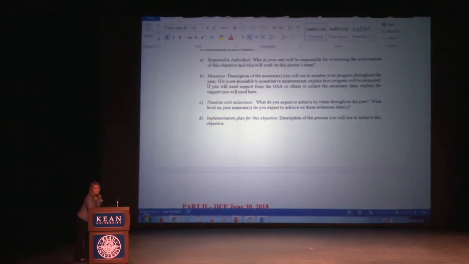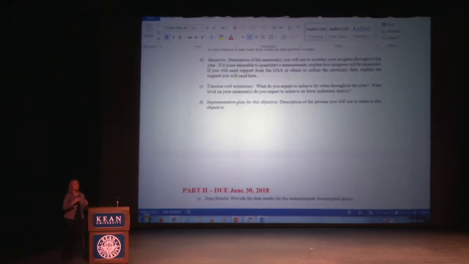And then the implementation plan. Do you think that you already have these efforts in place and that you are continuing them and enhancing them as you implement? Or is this a brand new initiative that you think you will need to have a multi-year approach to? This is the place to put that.